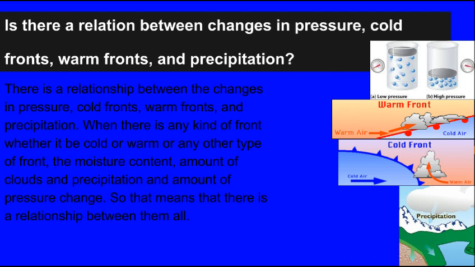Is there a relation between changes in pressure, cold fronts, warm fronts, and precipitation? Actually, there is a relationship between the changes in pressure, cold fronts, warm fronts, and precipitation. When there is any kind of front, whether it be cold or warm, or any other type of front, the moisture content, amount of clouds and precipitation, and amount of pressure all change. So that means that there is a relationship between them all.